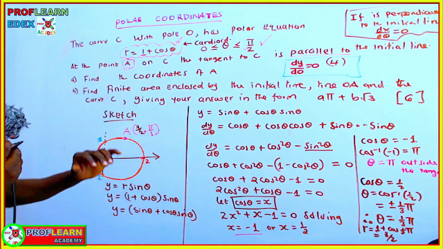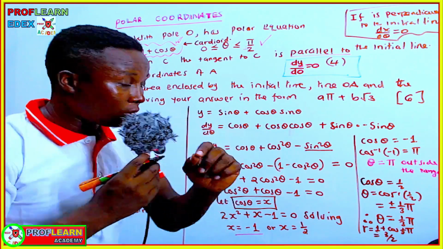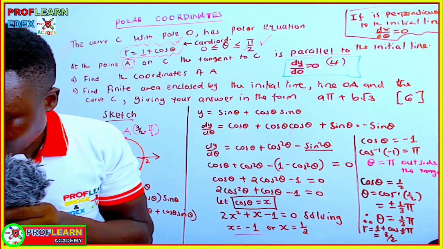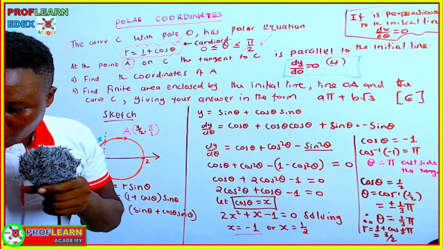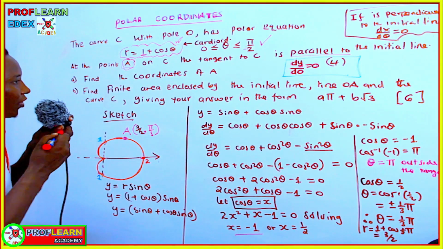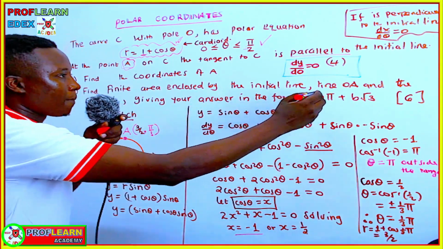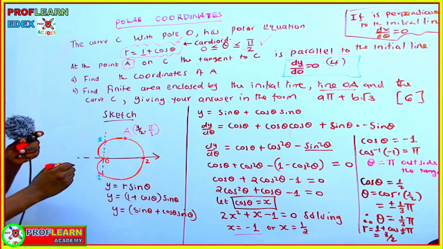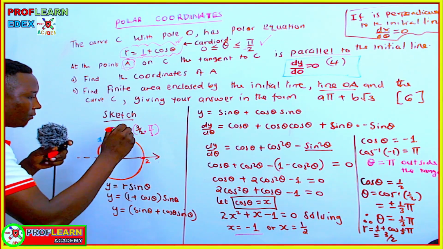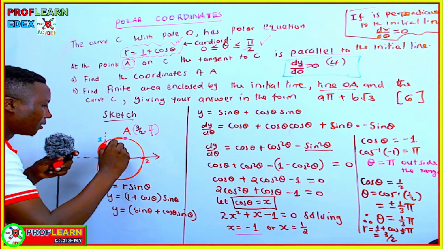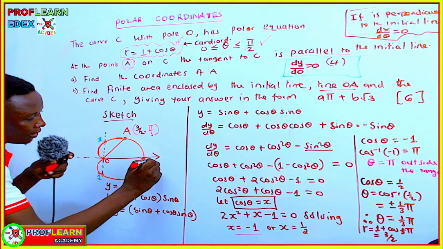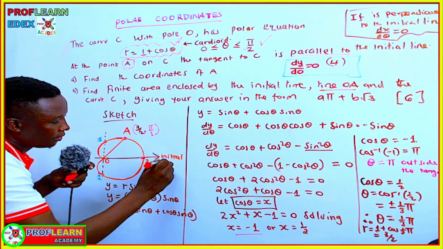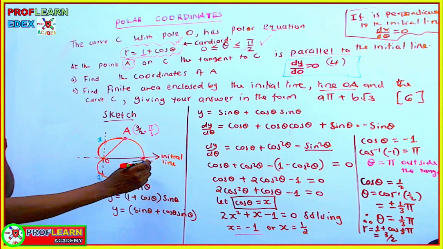Once you have worked that out, you will be told to work out the area enclosed by. So I want you to look at this as if your life depends on it. You are told to find the area enclosed by line OA. We were told that O is the pole, and O is at that particular point. So this is the line OA, the initial line.